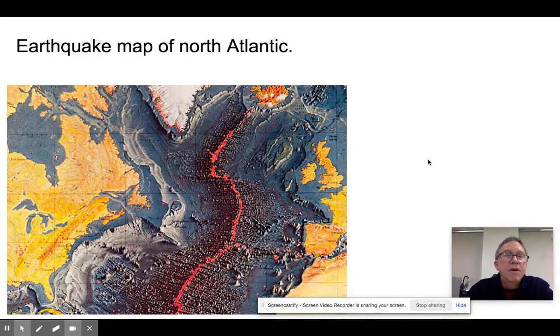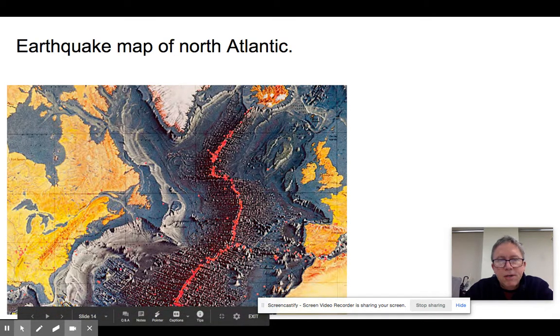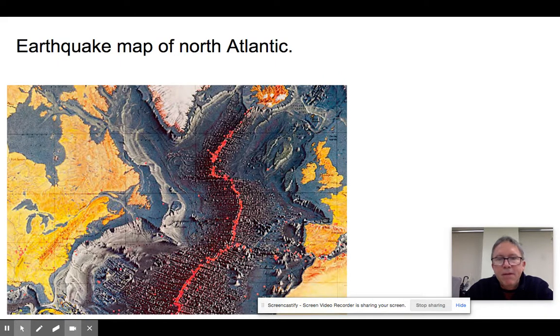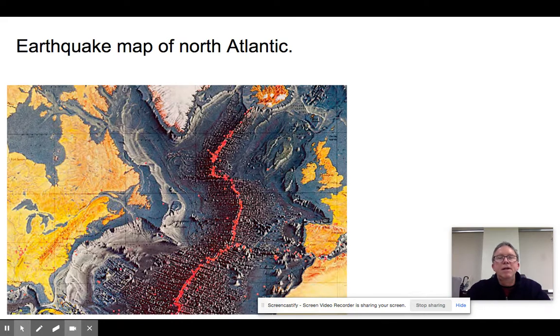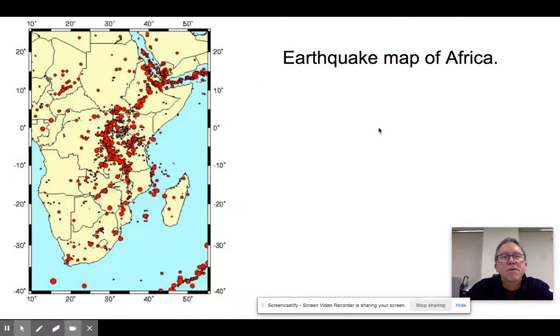So here's an earthquake map of the North Atlantic. And you'll notice there's just so many earthquakes that happen along this mid-ocean ridge. I mean, there's some that happen in other places too, to be sure, right? Every once in a while, right? But the mid-ocean ridge is highly active because it's constant. Every time lava comes up and then pushes it apart, a little small earthquake occurs.